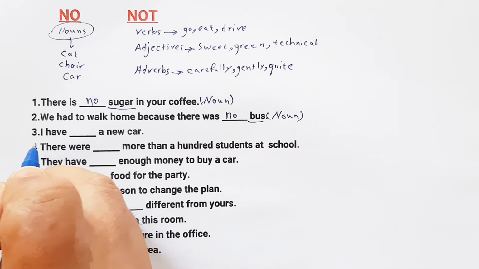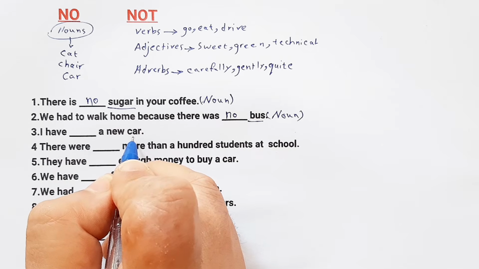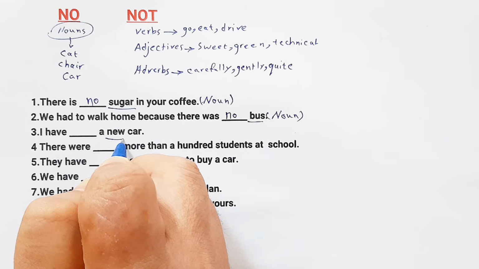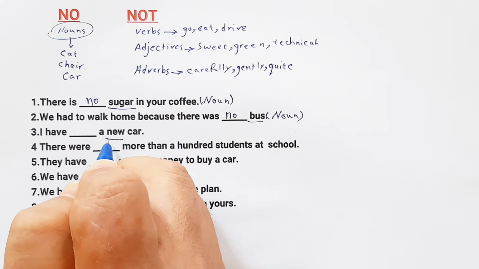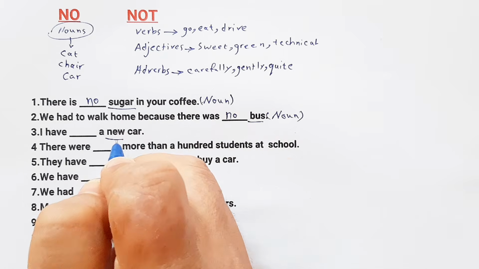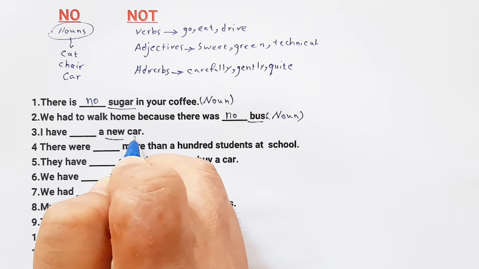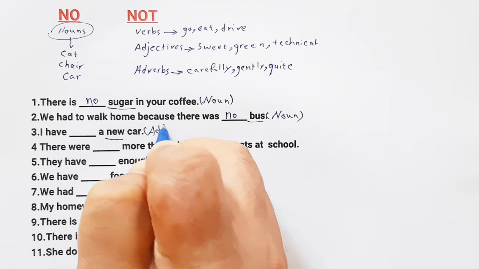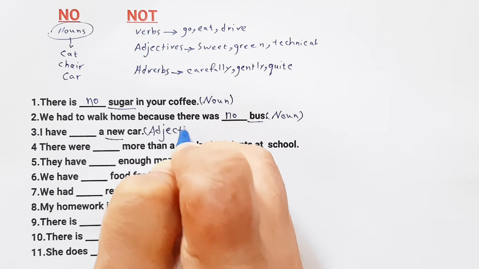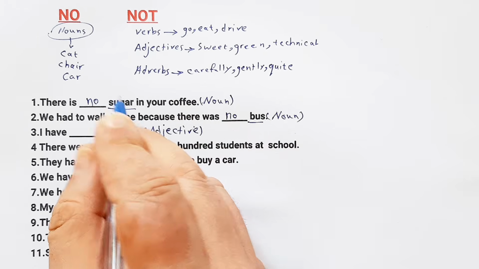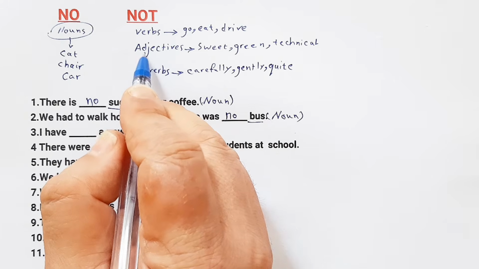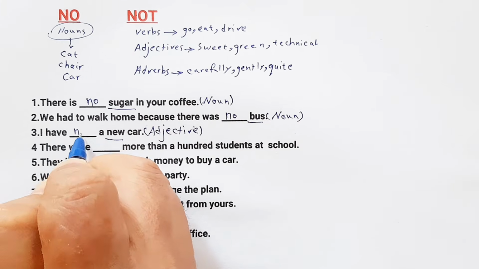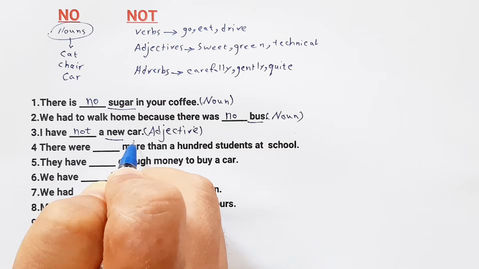Number 3. I have blank a new car. Here the keyword is new, and we know that it is an adjective because it describes car. So new is an adjective. For adjectives, we said we use not. We say I have not a new car.